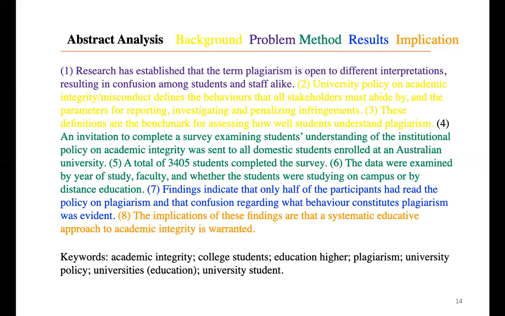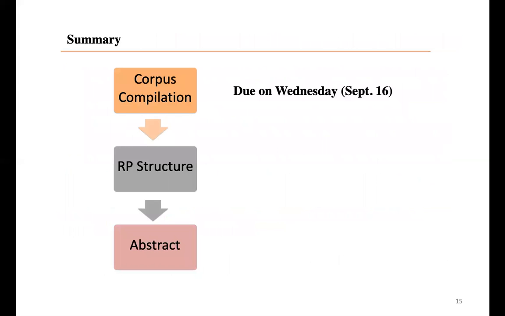Okay, good. So we've analyzed the abstract. I hope you have a better understanding of an abstract, and I hope you can write an abstract with the main components. But don't forget the keywords. Yeah, the last part. Okay, so now let's summarize what we've learned. We've talked about the corpus compilation, the research paper structure, and the abstract analysis, right? Okay, so I hope you can have some review about the contents.